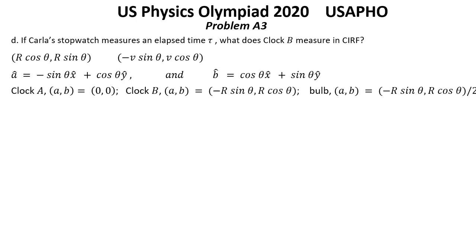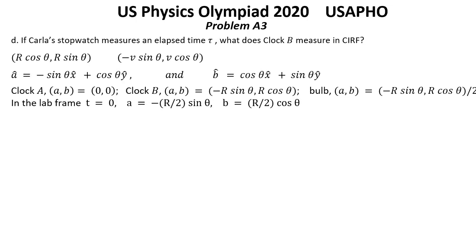Clock A is (0, 0), clock B is (−r sin θ, r cos θ), and the bulb is (−r sin θ, r cos θ)/2. In the lab frame, a light pulse is emitted at t = 0, at A = −(r/2) sin θ and B = (r/2) cos θ.